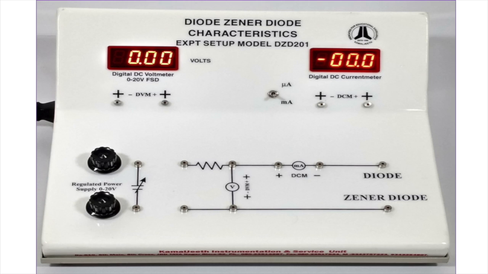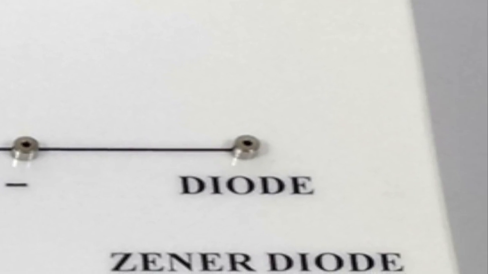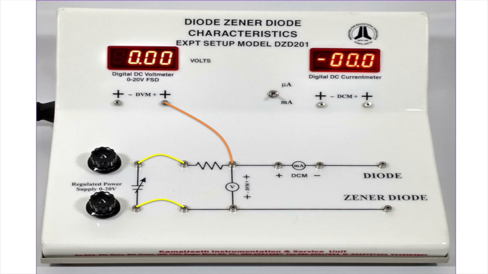There are only four connections to be made. Number one, connect the power supply to the main circuit. Now the upper line of circuit is positive and the lower line is negative. Number 2. Connect the positive terminal of the voltmeter to the positive circuit point here and the negative terminal of the voltmeter to the negative circuit point here. Number 3. Connect the positive terminal of the current meter to the positive circuit point here and its negative terminal to the negative point here on the circuit.